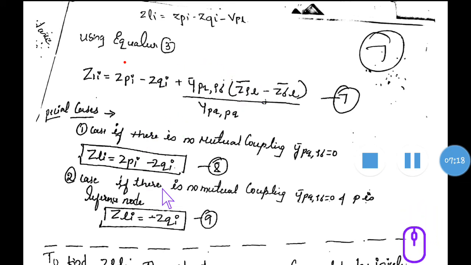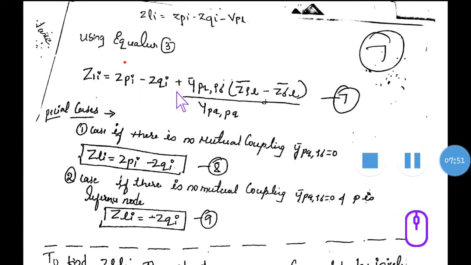Now you have to maintain the cases, because while doing problems these cases are very important. What are the cases here? First I am taking addition of link with no mutual coupling and no reference. If there is no reference, whatever ZP term is there will not be 0. Mutual coupling means YPQ,rho sigma, and if there is no mutual coupling you maintain it as 0. Then the full term will be 0, and if there is no reference also, Z of Li is Z of Pi minus ZQi.